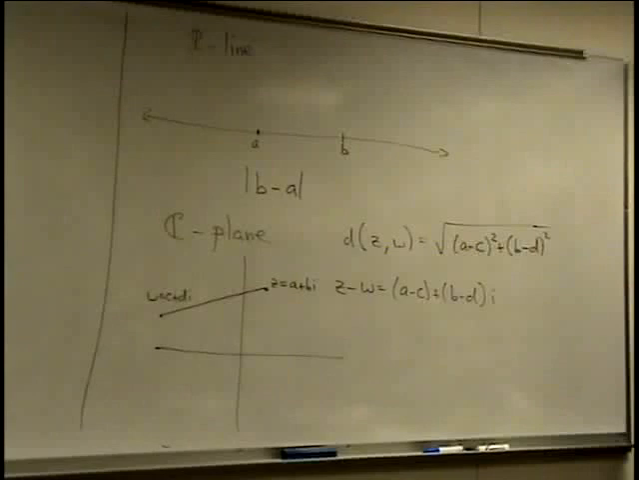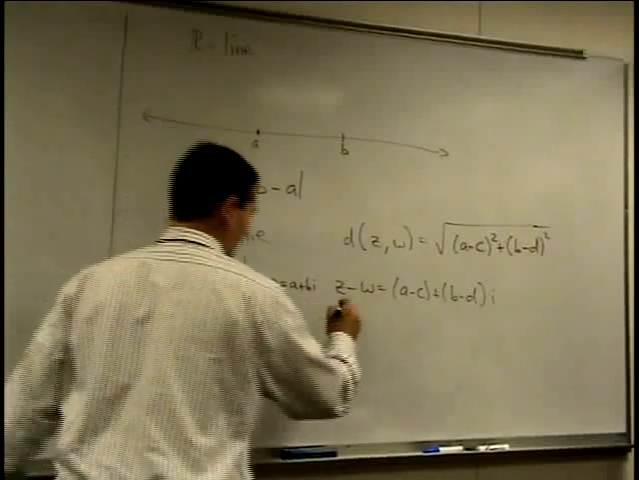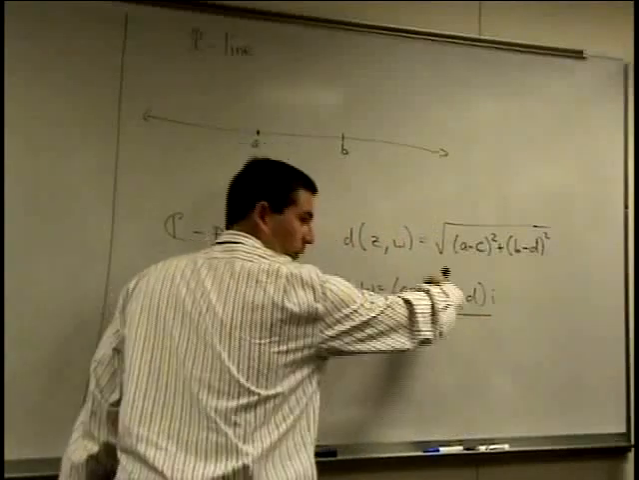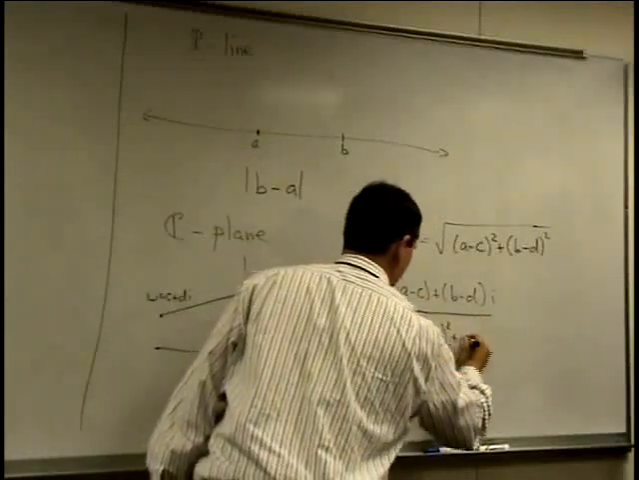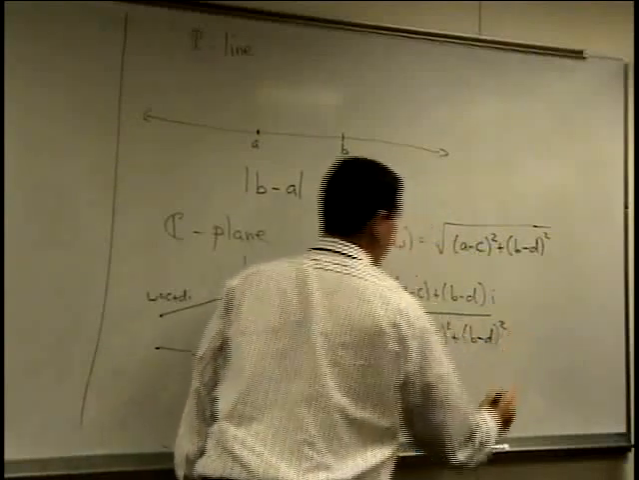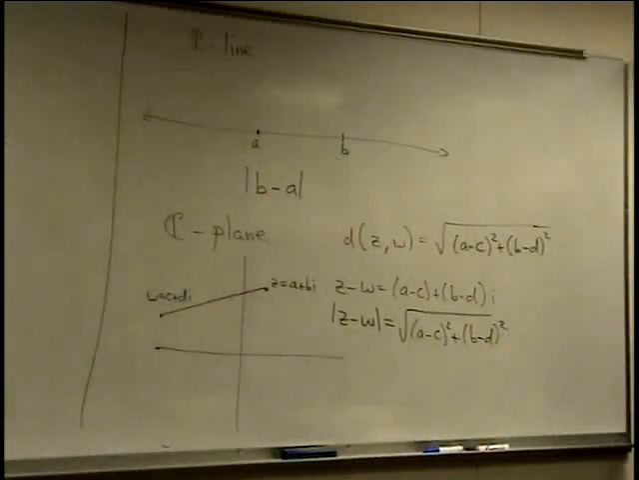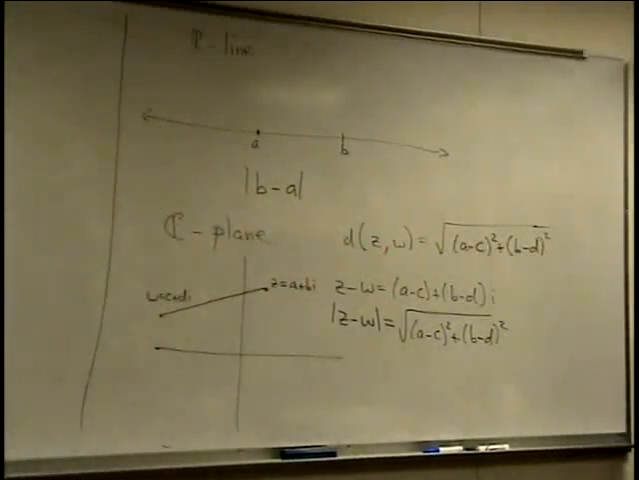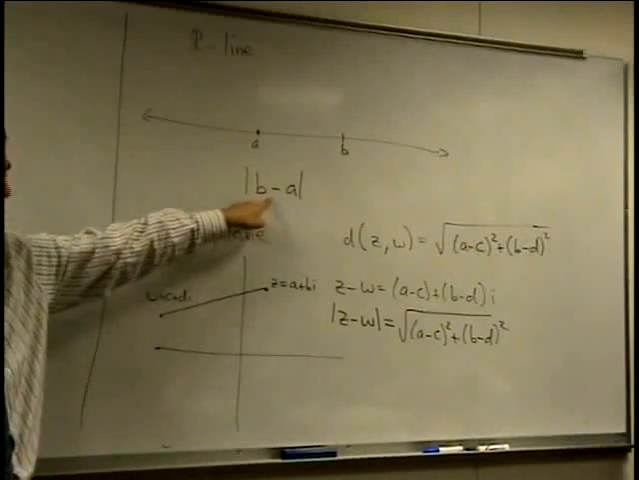So you could do the norm of Z minus W. What's the norm of Z minus W? Well, it's just the square root of the real part squared plus the imaginary part squared, which you notice is exactly the same thing as our distance from Z to W. So we can get rid of this notation, which I introduced, D of ZW. We don't need it anymore. The distance from Z to W is just the norm of Z minus W, which is exactly the same as in the real number line.